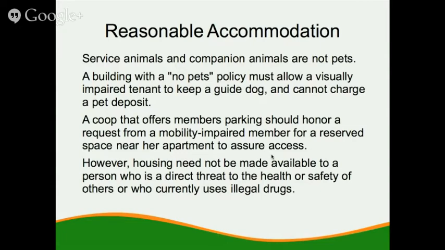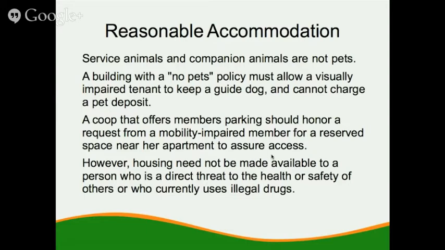If a co-op is trying to balance the needs of different abilities or different people's needs, then be aware that you may have a no animals policy because you have people who are living with severe allergies. There have been courts that have found that allergies are a kind of disability. So there's no magic answer here.